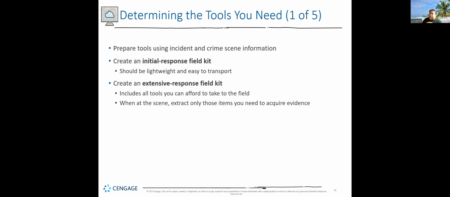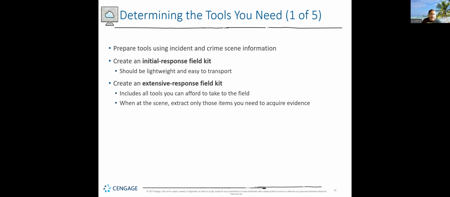Preparing tools using incident and crime scene information. Create an initial response field kit. It should be lightweight, easy to transport, basic things you're going to take with you. Create an extensive response field kit when you get bigger messes. Include all tools you can afford to take to the field, like a big tool bag full of tools.